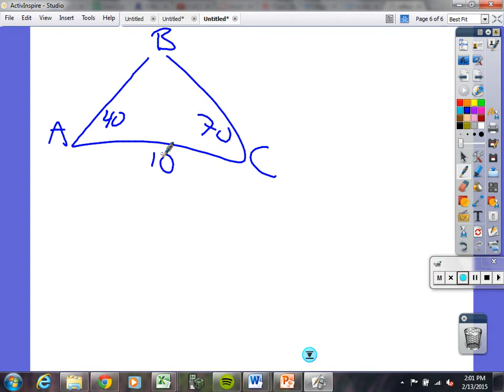But, as she just said, what do we know about triangles? What do they add up to be? 180, so therefore, 40 plus 70 is 110. So what does that also tell us? We already know this guy's 10. How do we know that one? Because it's an isosceles triangle.